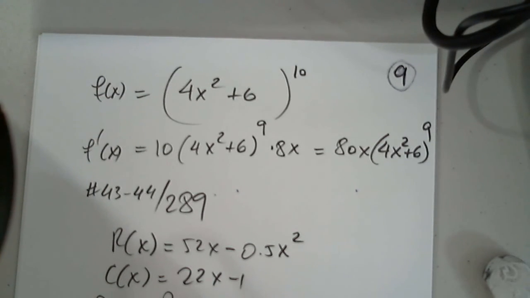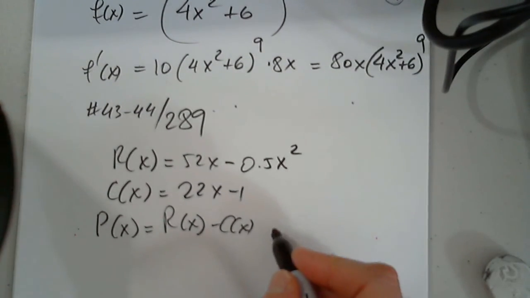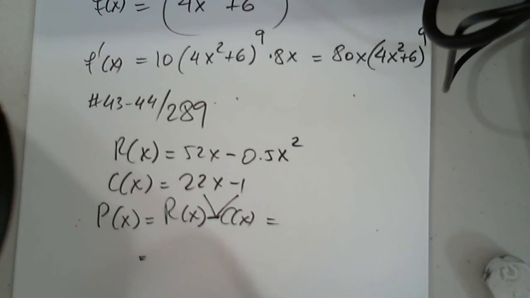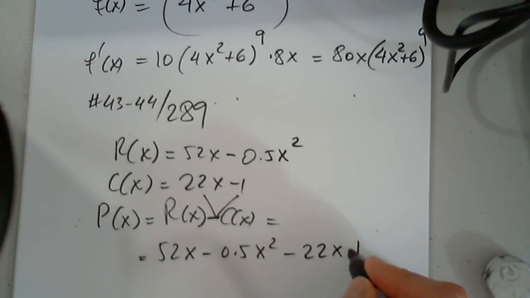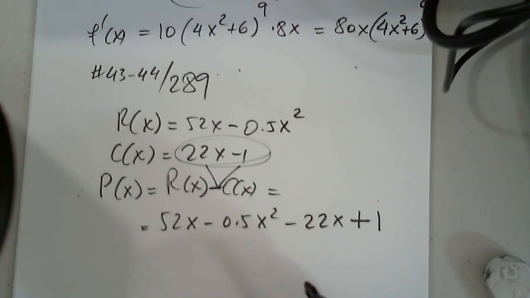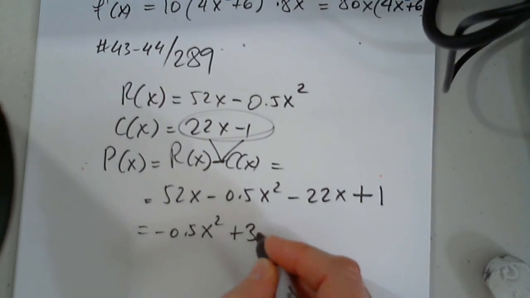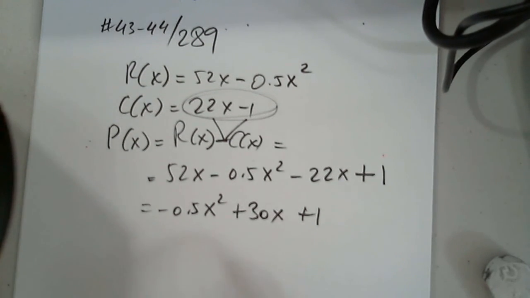P of x is always the revenue minus the cost. And we know that. So I'm just going to carefully remember there is a minus in front. It has to be distributed to both terms. So 52x minus 0.5 x squared minus 22x and plus 1. Both signs have to be changed to the opposite sign. So then in the correct order, negative 0.5 x squared, 52 minus 22, so positive 30x, and then plus 1. So I have the profit function.